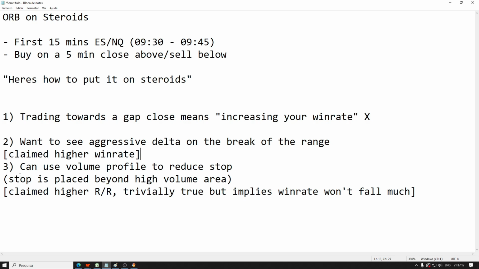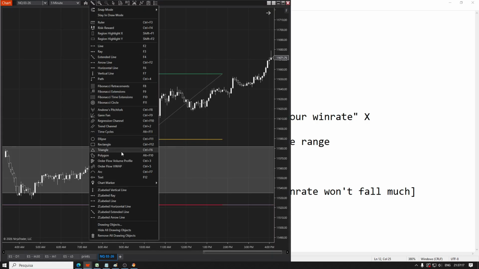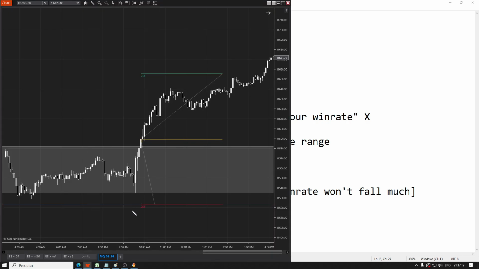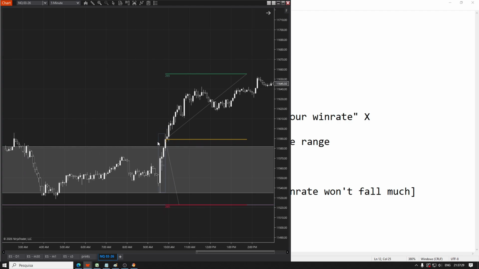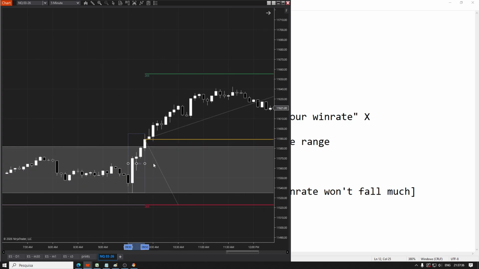This one here, using volume profile to reduce the stop, this would be something like this. I guess you would kind of go like this. Is it actually going to compute it? I don't know why it's not trying to do it. Maybe it's too far back in time. It doesn't want to do it. It's very possible. But anyway, this is what you would do.